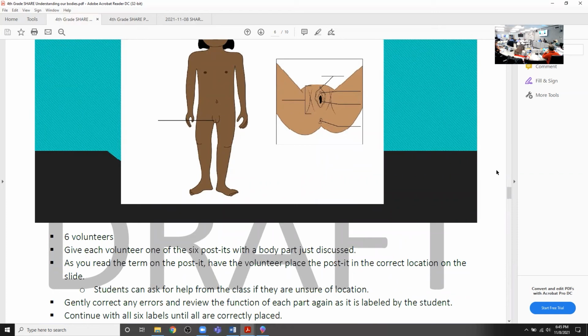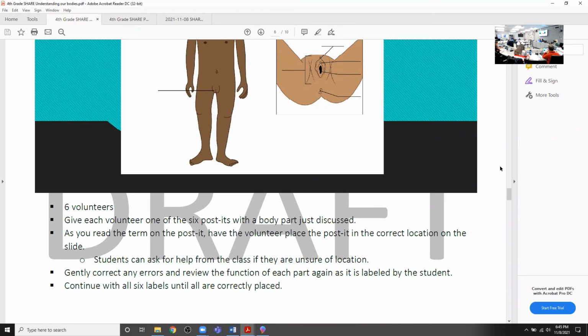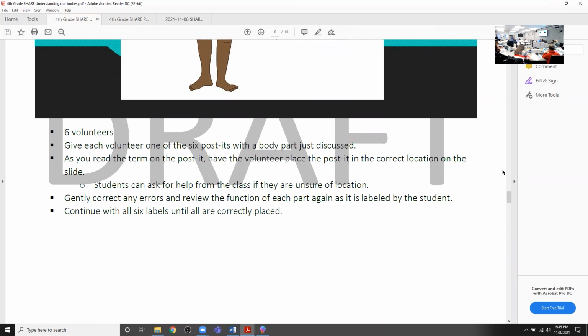As you read the term on the Post-it, have the volunteer place the Post-it in the correct location on the slide. Students can ask for help from the class if they're unsure of the location. Gently correct any errors and review the function of each part, again, as it's labeled by the student. Continue with all 6 labels until all are correctly placed.